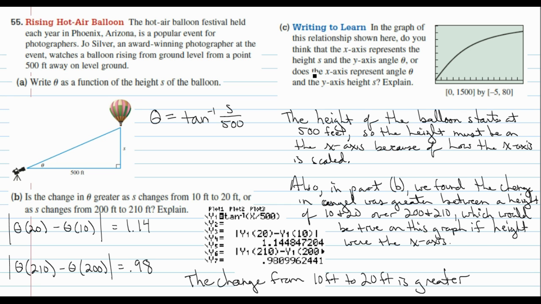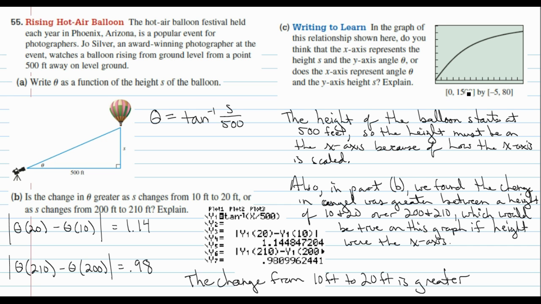Part C says, in the graph of this relationship shown here, do you think that the x-axis represents the height s and the y-axis angle theta, or the other way around? So I looked at this two different ways, and I wrote a paragraph down here to talk about that. I said, well, if theta is on the x-axis, theta will go from 0 to 1500.